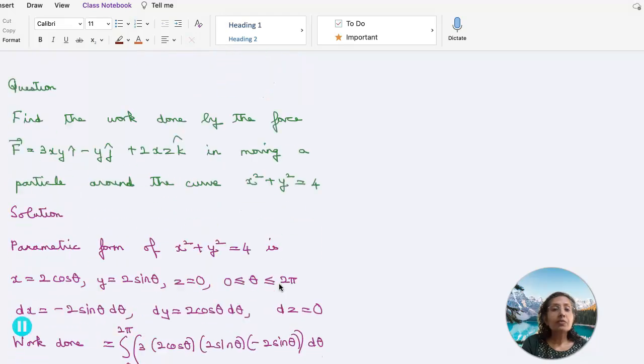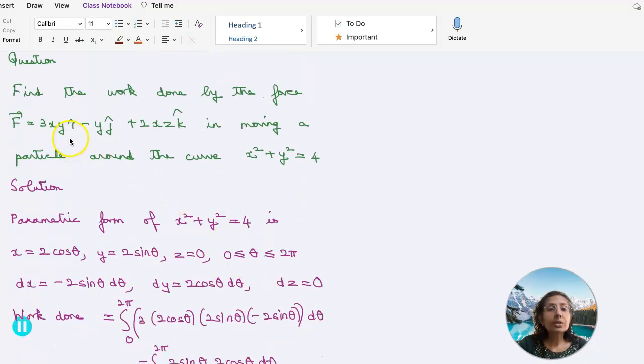Coming to the next question, find the work done by the force F equals 3xy i minus y j plus 2xz k in moving a particle around the curve x squared plus y squared equals 4. So this is a circle, and what is the parametric equation of the circle x squared plus y squared equals 4? It is x equals 2 cos theta, y equals 2 sin theta, and z is 0 here because we are in 3 dimensions. Theta lies between 0 and 2 pi. So dx becomes minus 2 sin theta d theta, dy is 2 cos theta d theta, and dz is 0.